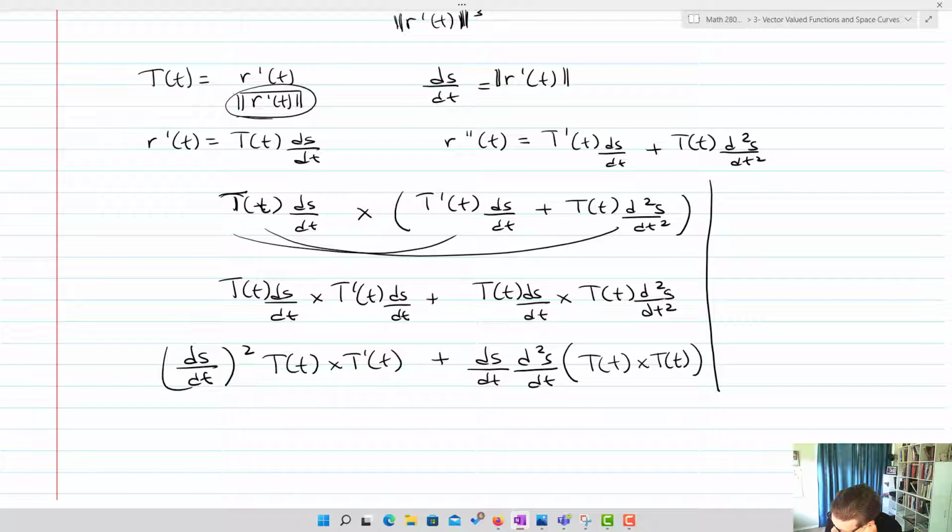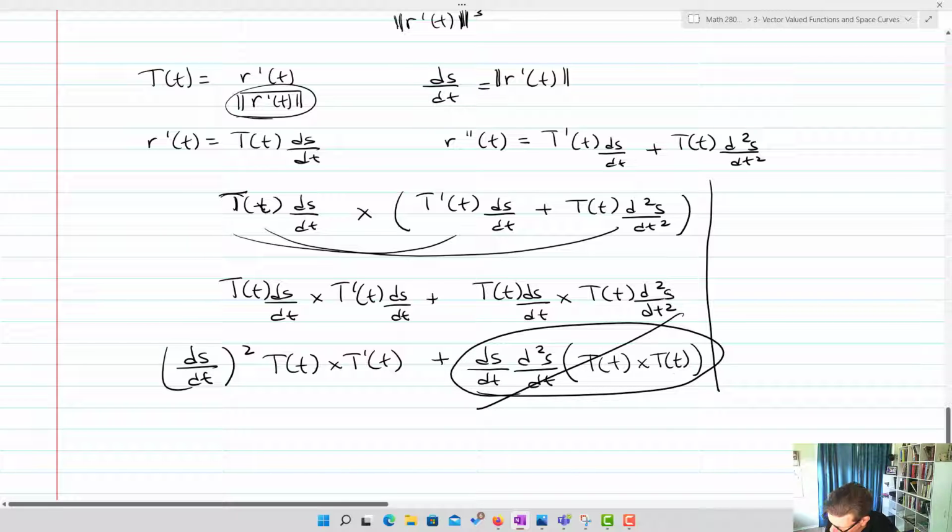Now, if you remember, T(t) crossed with T(t) is going to end up being equal to 0. That's another one of those values that we have. So consequently, this zeroes out, goes away, and we're left with (ds/dt)² T(t) cross T'(t).